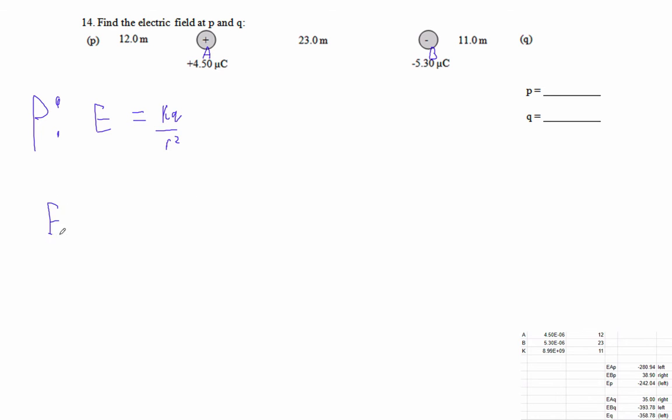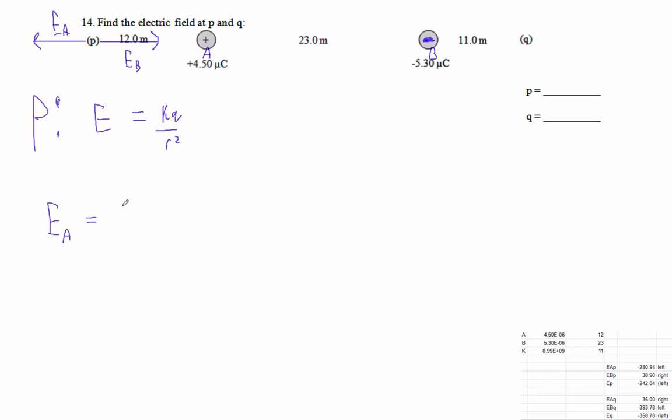At point P, let's find E of A. Notice that A is a positive charge, so the E of A is going to be away from it, right? Because a positive charge would create electric field away from itself. Notice that charge B is a negative charge, and so the electric field due to B is going to be toward B. Okay, so EB will be that way because electric fields are toward negative charges. So let's figure out A first, though.